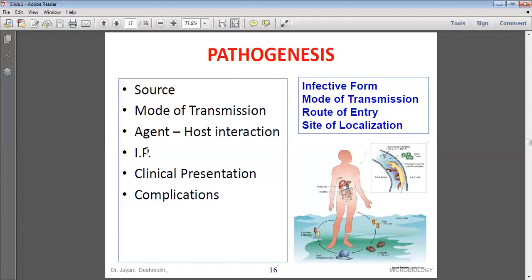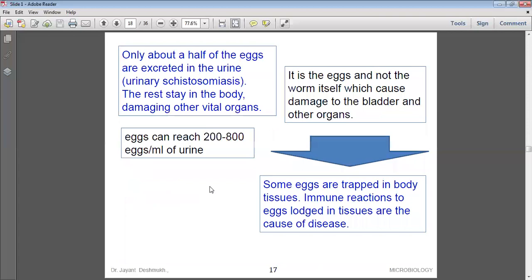Pre-patent and incubation period are different. Incubation period means the entry of the pathogen until the first sign or symptom of clinical presentation. And the pre-patent period means the case is asymptomatic while eggs are present in the urine. From the entry of the parasite, that is cercaria, till the demonstration of eggs in the urine without any clinical presentation, that is known as the pre-patent period, sub-incubation period, sub-clinical phase. And agent host interaction, that is pathophysiology, then clinical presentation, acute and chronic, and then complications.